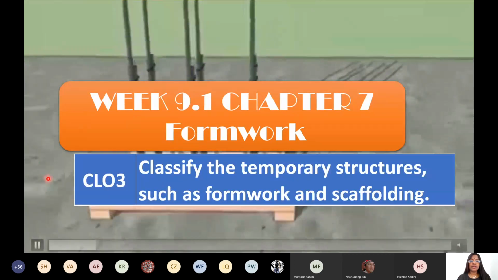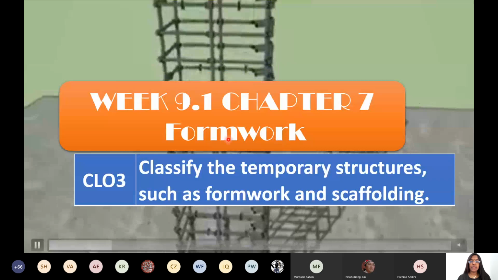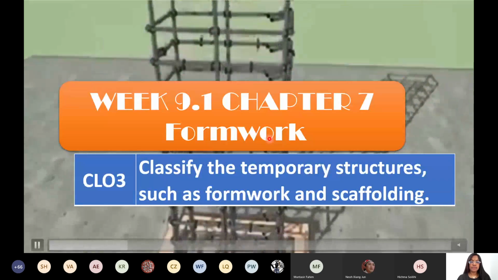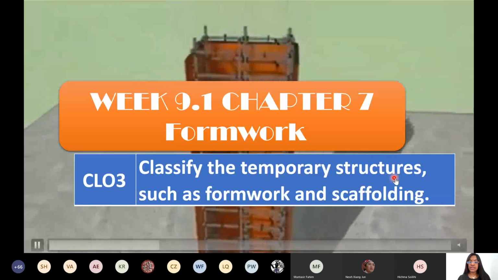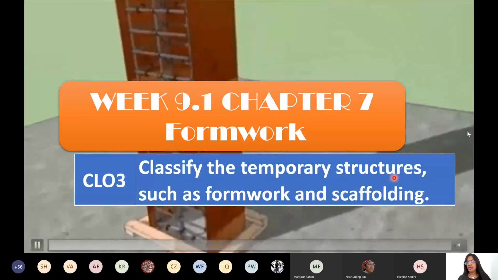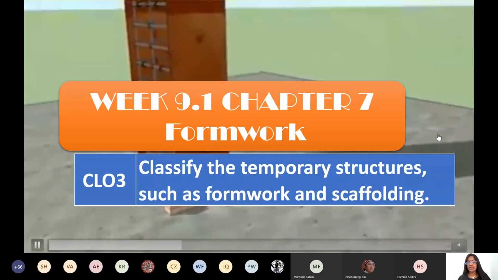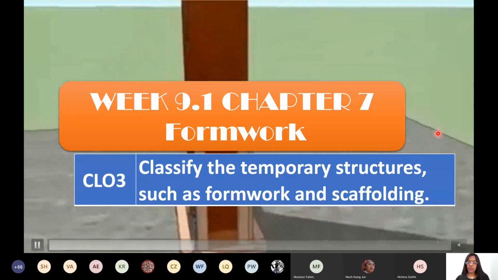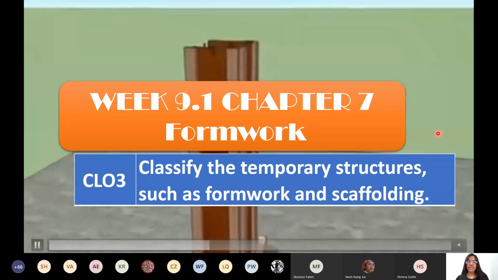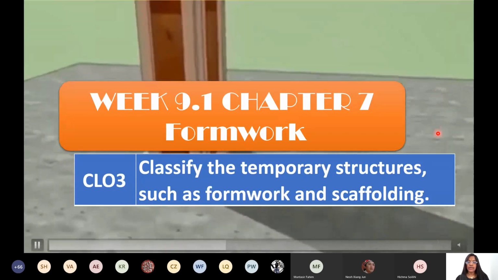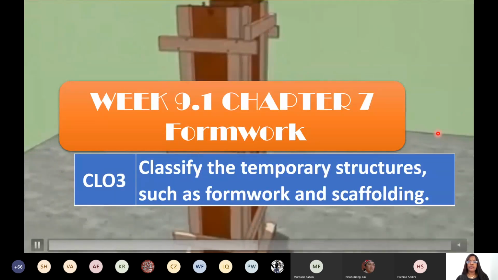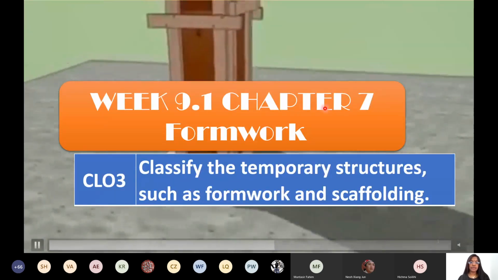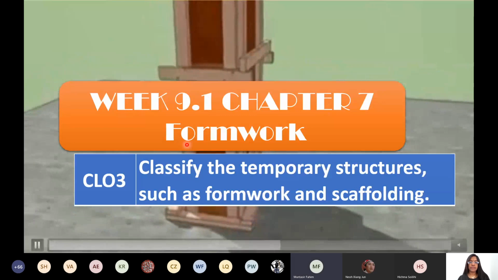So the topic on chapter 7 is formwork. This is covered by CLO3: classify the temporary structures such as formwork and scaffolding. Today we will see all about formwork and scaffolding in construction. Have you heard about the term before? Never? No. Okay.